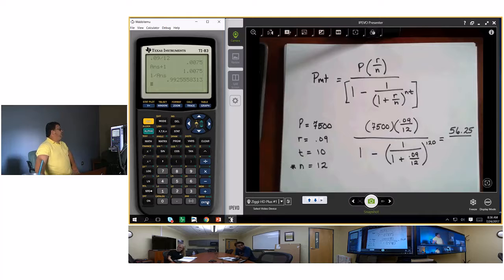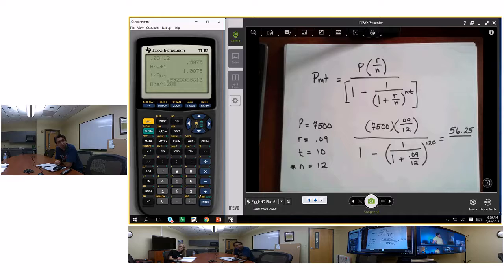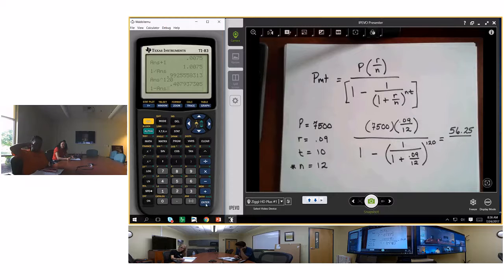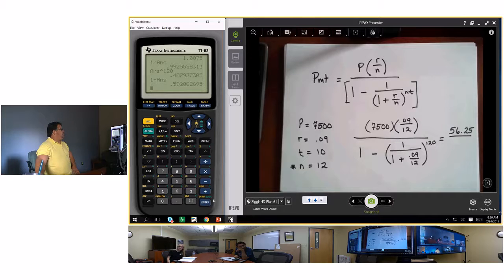There it is. I'm going to raise that, hit the caret symbol, to 120, enter, and then 1 minus second answer, enter. And there is your denominator.